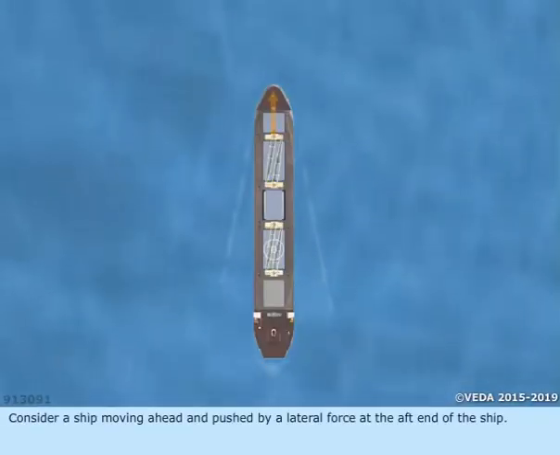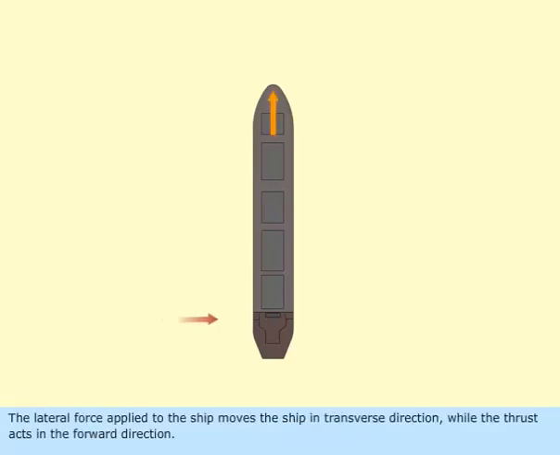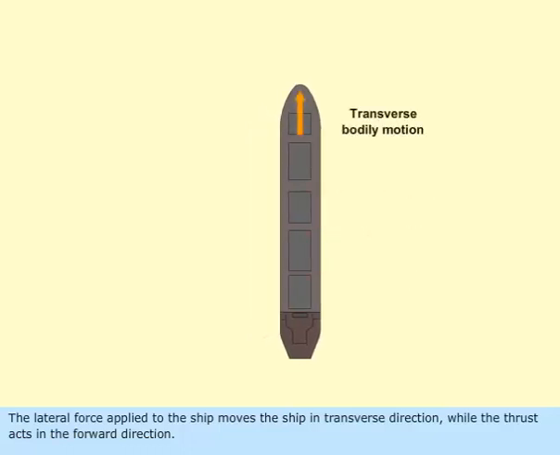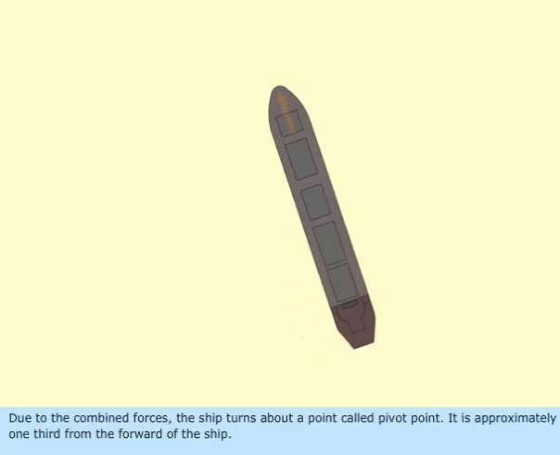Consider a ship moving ahead and pushed by a lateral force at the aft end of the ship. The lateral force applied to the ship moves the ship in transverse direction, while the thrust acts in the forward direction. Due to the combined forces, the ship turns about a point called pivot point. It is approximately 1/3 from the forward of the ship.